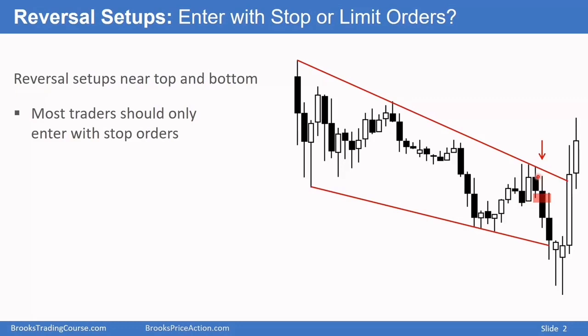Traders should be looking to sell on a stop below the low of this bear bar. The bear bar has a decent sized body and closed below its midpoint, and it'd get filled right here, just below the low of that bar.